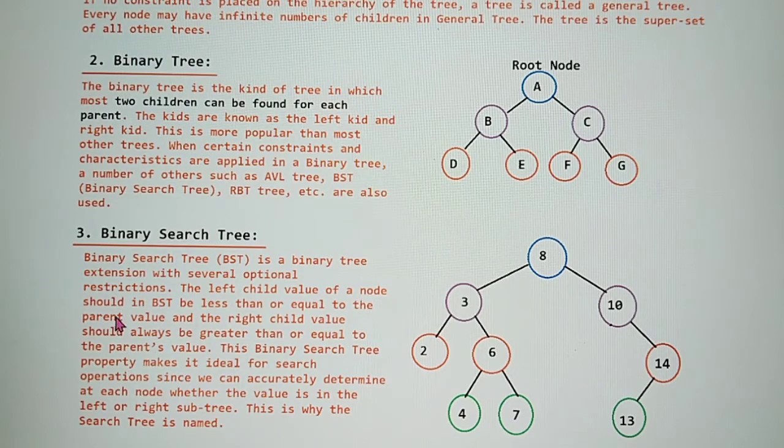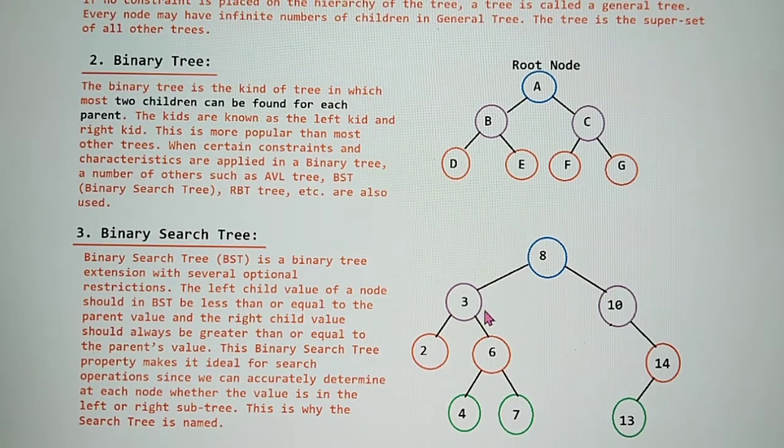The left child value of the node in a BST should be less than or equal to the parent value, and the right child value should always be greater than or equal to the parent value. I will also briefly discuss this part. This part is the main part of the binary search tree. This property makes it ideal for search operations, since we can accurately determine at each node whether the value is in the left or right subtree. This is why it is named a search tree.